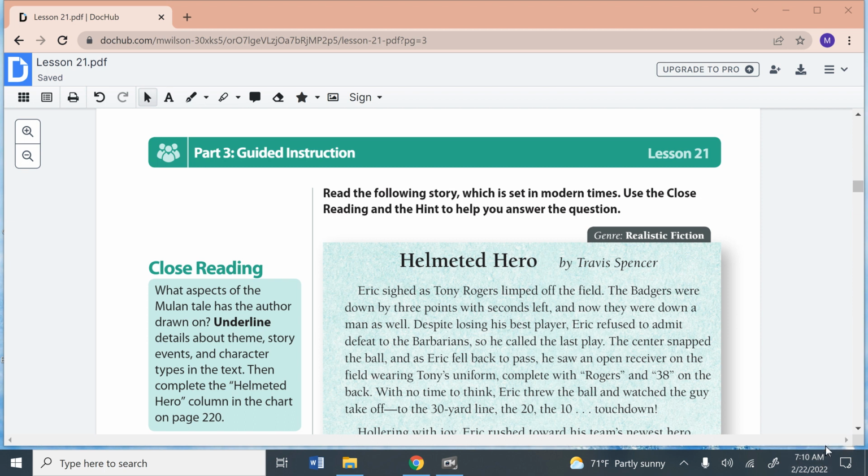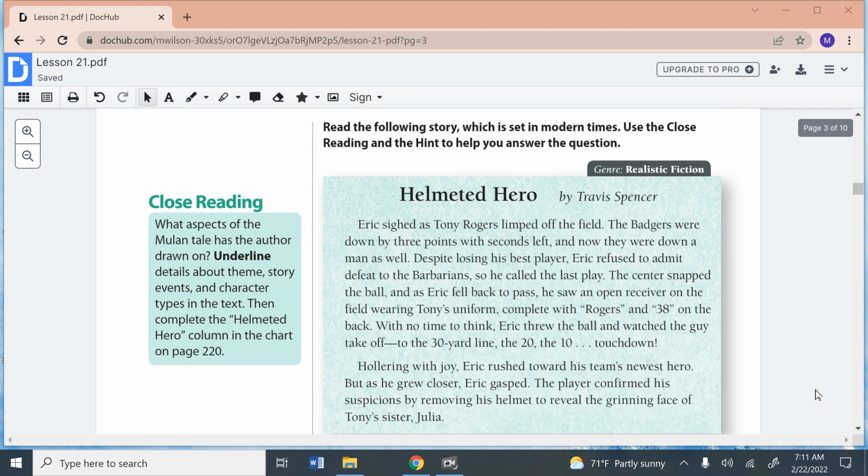It says, what aspects of the Mulan tale has the author drawn on? Underline details about theme, story events, and character types in the text. Then complete the Helmeted Hero column in the chart on page 220. So let's go ahead and read the realistic fiction Helmeted Hero.